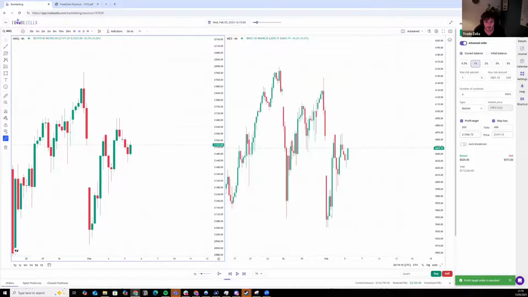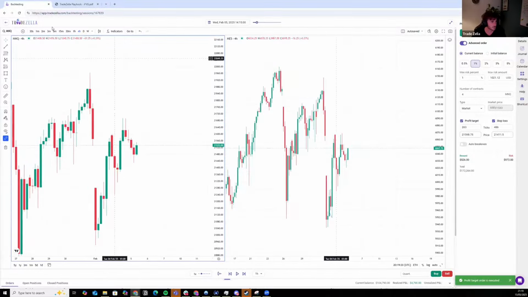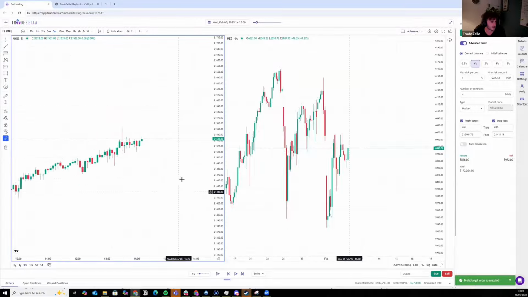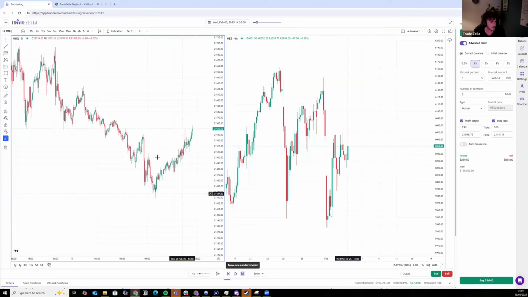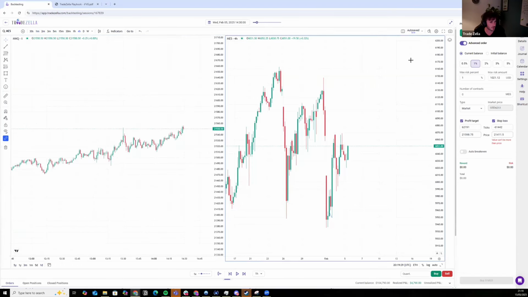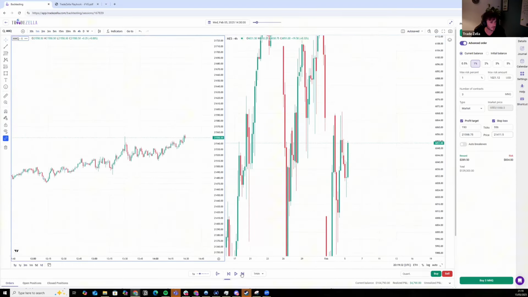So probably looking at buys still here, to be honest. Let's wait and see what market open has to say. So 1, 2, all right. So the next 1 minute candle will be market open. And let's see.